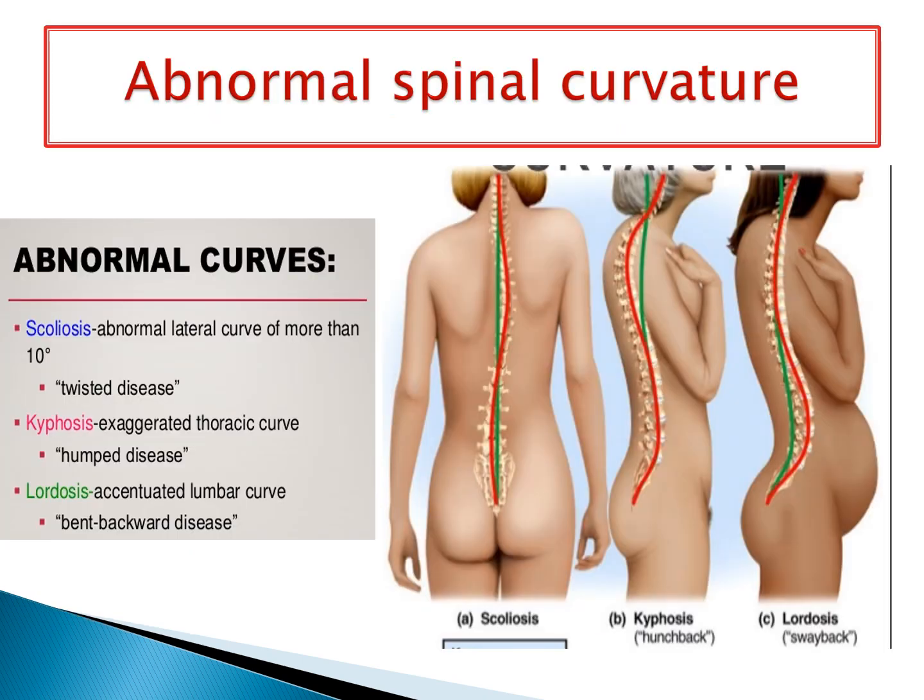So abnormal curvatures: scoliosis, an abnormal lateral curve of more than 10 degrees; abnormal kyphosis or hunchback, an exaggerated thoracic curve, or hump disease; lordosis, an accentuated lumbar curve bent backwards, commonly seen during pregnancy.